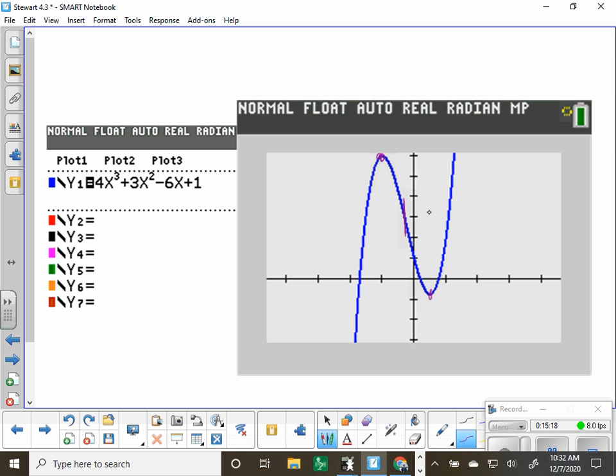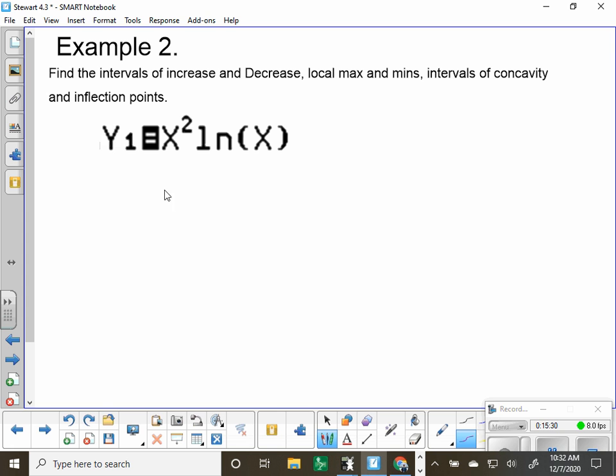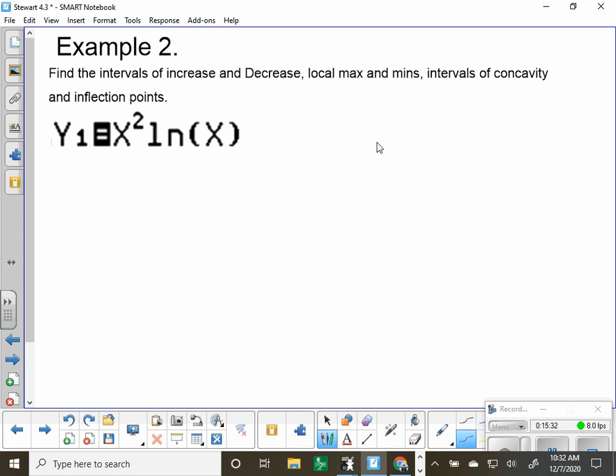Now, that's a polynomial. Polynomials are easy. Polynomials are your friends. You kind of understand the way these functions look because you've been studying them since Algebra 2. Let's look at one that's not as easy to understand. All right, so we're doing the same thing, but we have a more complicated function. We have a polynomial times a log function.